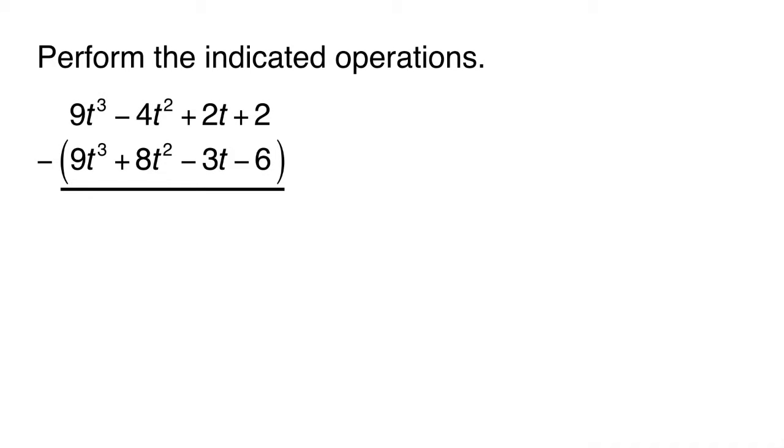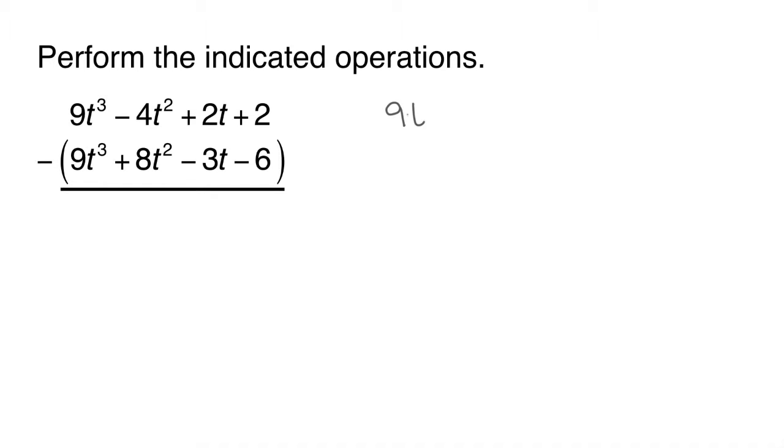Perform the indicated operations. 9t cubed minus 4t squared plus 2t plus 2, minus the quantity 9t cubed plus 8t squared minus 3t minus 6. Here we have like terms lined up vertically, which we can make use of while subtracting in order to combine like terms. We're subtracting, so we're first going to rewrite this as addition of the opposite.